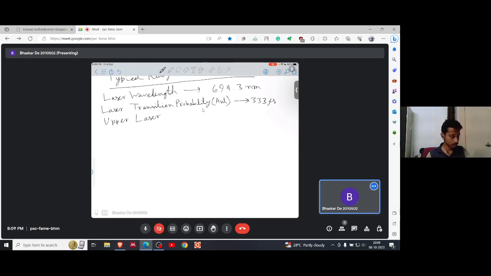Upper laser level lifetime is 3 millisecond. Stimulated emission cross section sigma UL is 2.5 into 10 to the power minus 24 meters square.